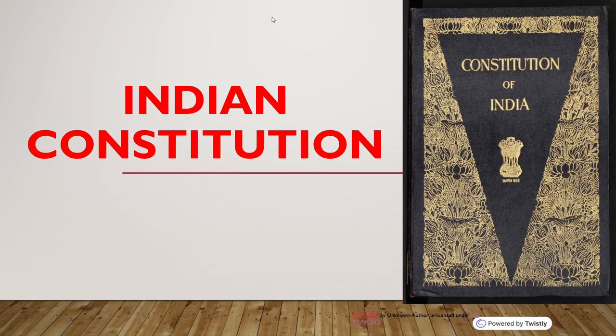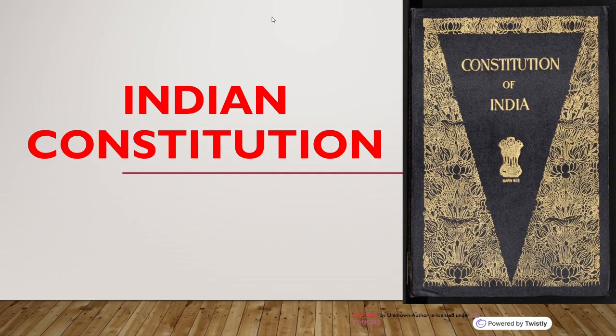After that, the British created another constituent assembly for making a constitution for Pakistan. After the partition in 1947, the seats were reduced from 389 to 299. The last meeting of the Constituent Assembly was held on January 24th, 1950.